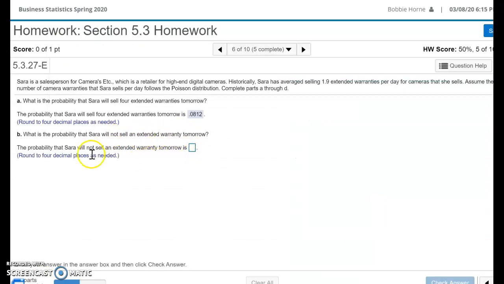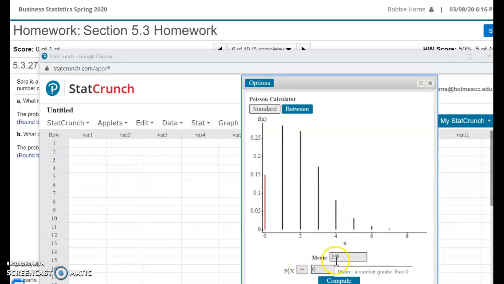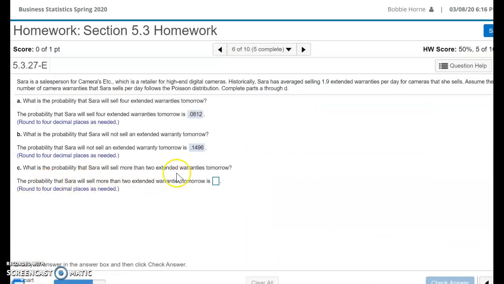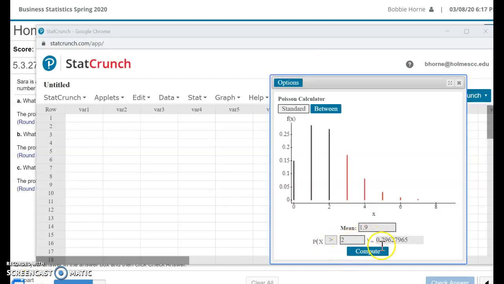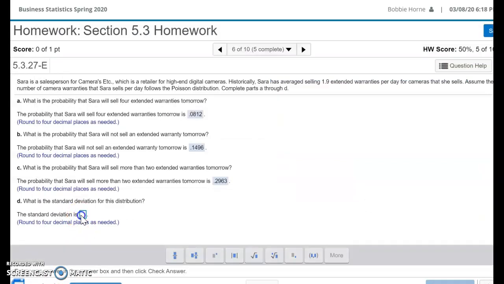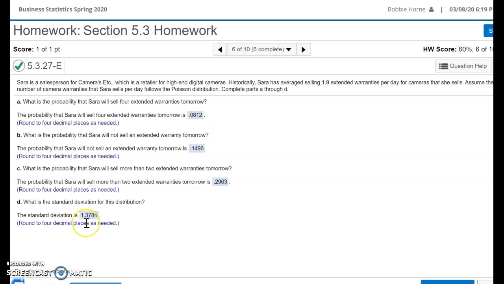The next is the probability that she will not sell an extended warranty, so the probability of 0. So enter it into the Poisson calculator. The mean is 1.9, the probability is 0, so your answer is 0.1496. And then the probability that she will sell more than 2 extended warranties, so greater than 2. So greater than 2 would be 0.2963. And then what is the standard deviation for this distribution? It would be the square root of the variance. The variance is 1.9, so the square root of 1.9 will be 1.3784.